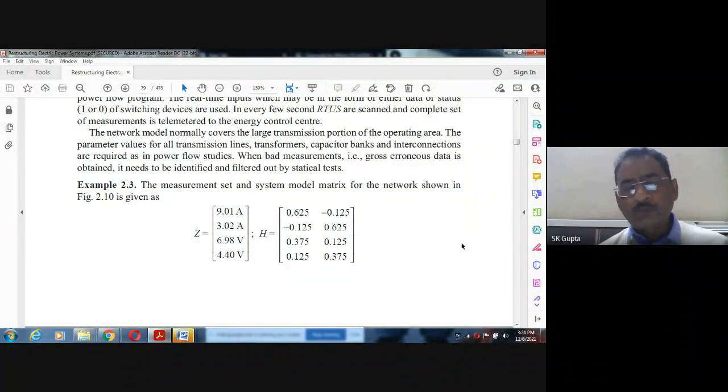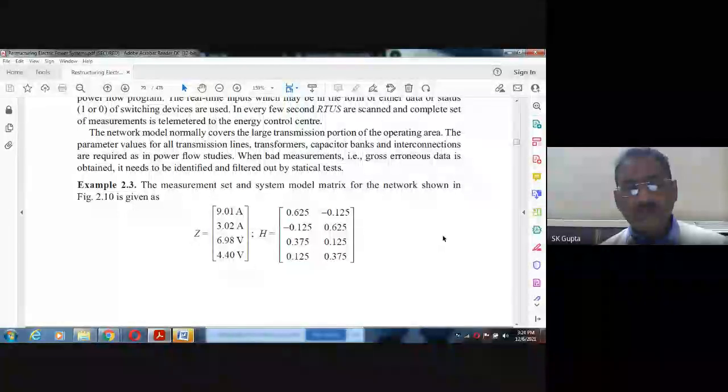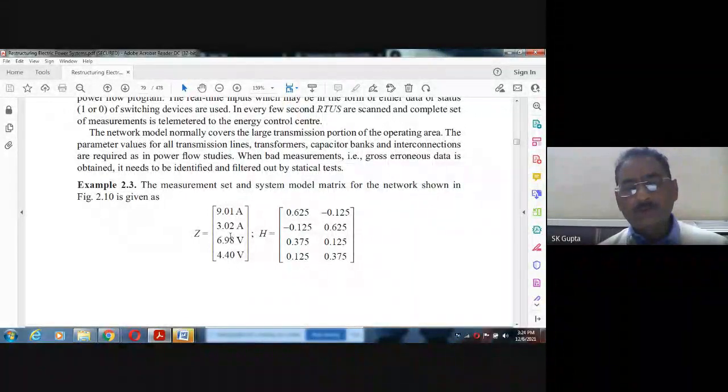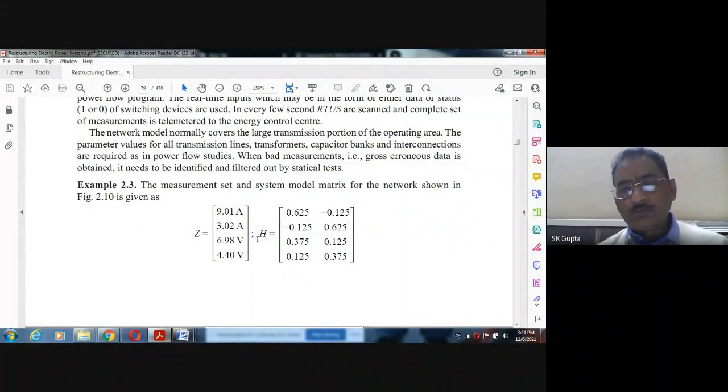Only thing is, by applying the basic principles of electrical engineering, basic electrical circuit equations, we can develop this model. In this case, the model is already given, and we do the 4 measurements, I1, I2 and V3, V4, to find out what is V1, V2, meaning the system voltages V1 and V2. Is the question clear or not?